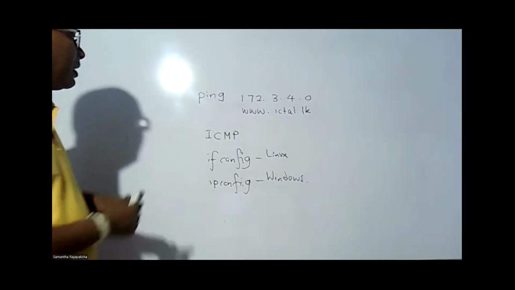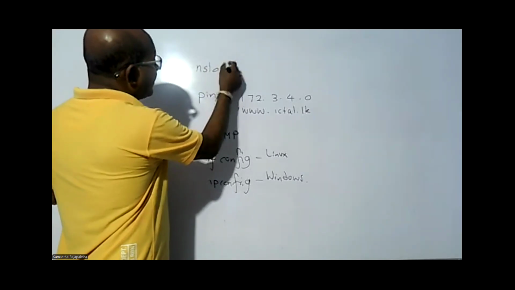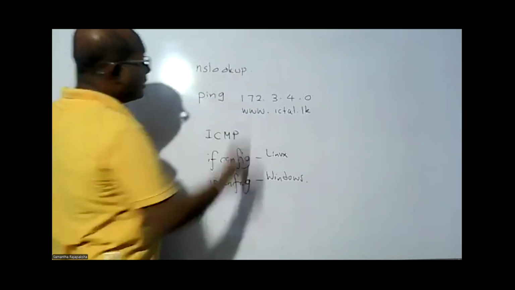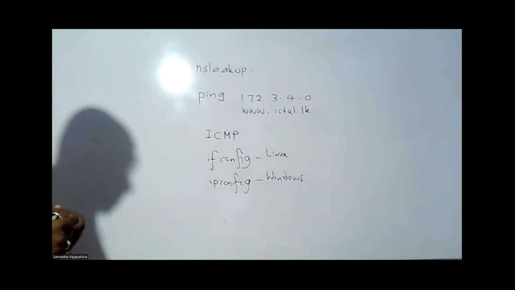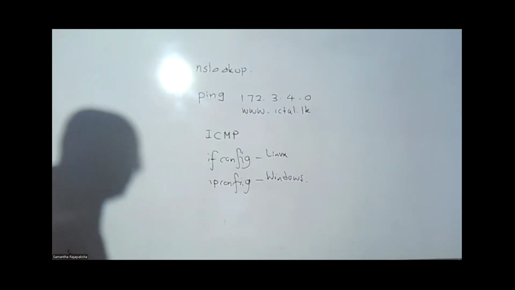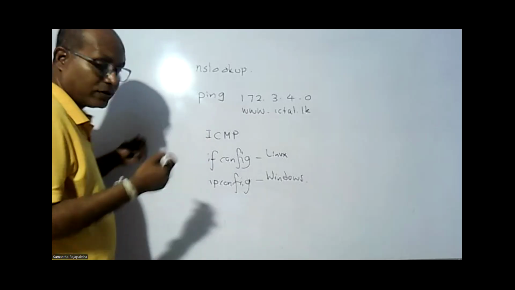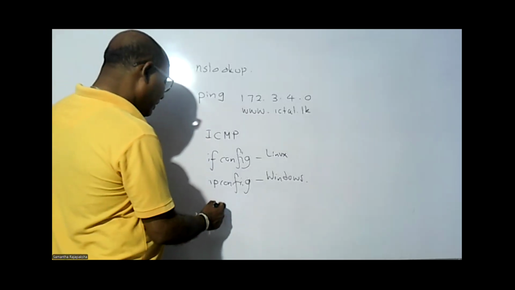Then remember there is another command called nslookup. You can use this command to convert domain names to IP addresses. Once you have the domain name, you can get the IP address with nslookup. And the last one is netstat. This is also an important command. What is that? Netstat.